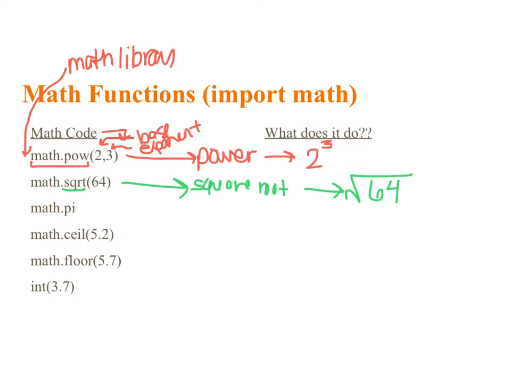Now, this next function is really just a built-in number that we often want to use. When we're working with things like circles and we have to use the number pi, we want to make that as exact as possible.